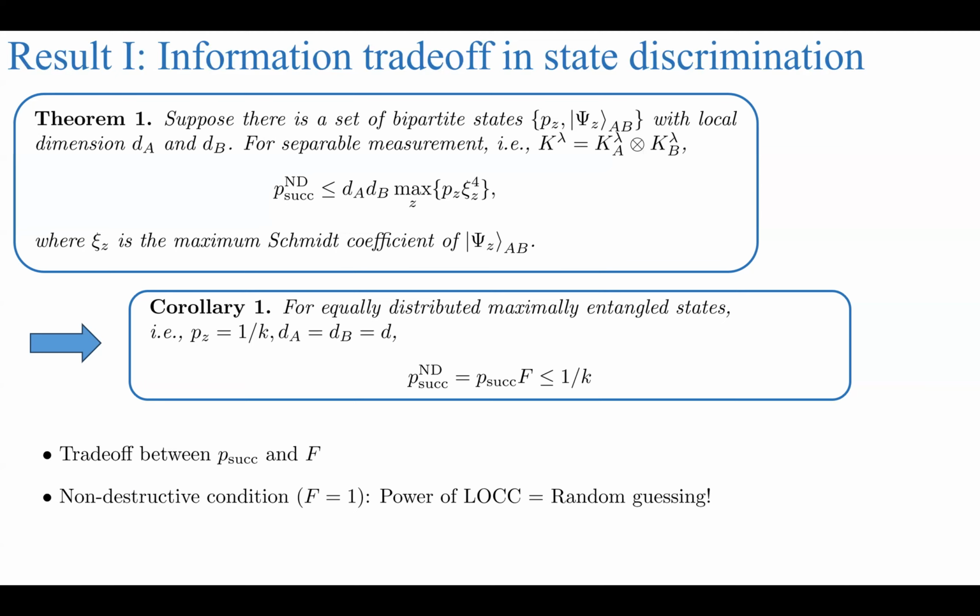And the second one is that if we impose a non-destructive condition, which is F equal to 1, then the power of LOCC is maximally suppressed. It's the same as random guessing because it's 1 over K, it's just random guessing. And compared to the conventional state discrimination task, it's known that the upper bound is D over K. So ours is just 1 over K. There's a huge gap between ours and the conventional.